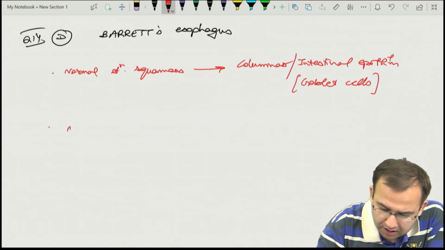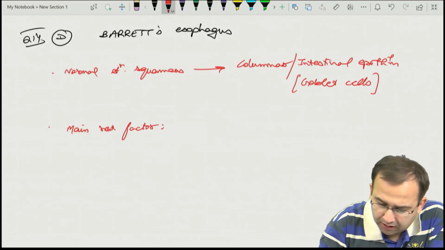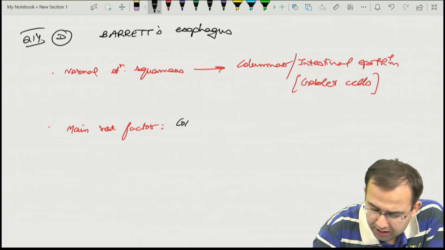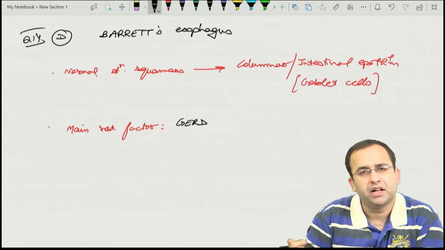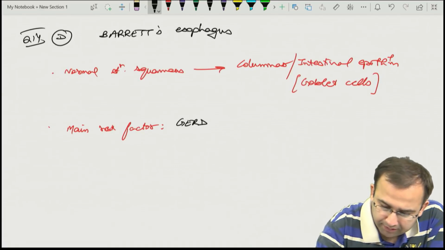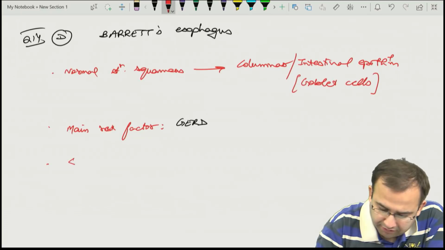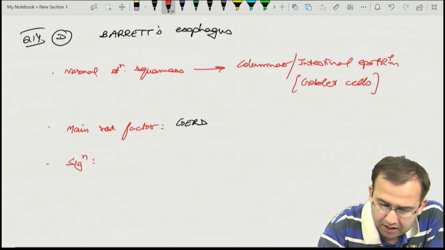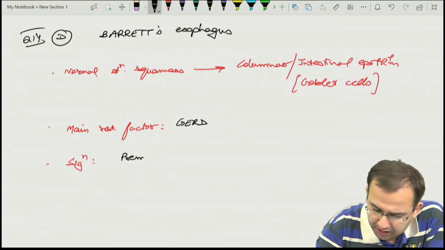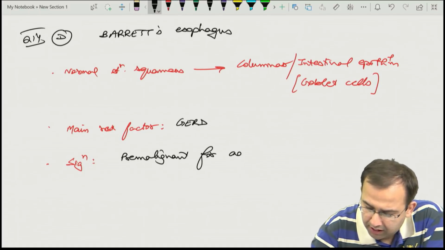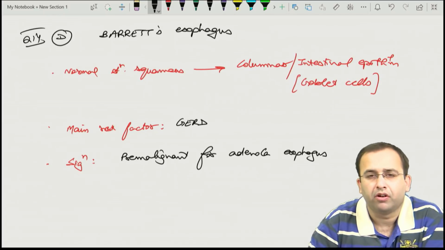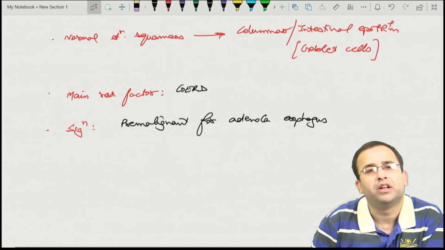Barrett's esophagus. The main risk factor is GERD, gastroesophageal reflux disease. Because of reflux, the normal stratified squamous is getting converted to intestinal type. Next point, significance. Why are we studying this? Barrett's is a pre-malignant lesion, that is, it can progress to cancer. It is pre-malignant for adenocarcinoma esophagus.